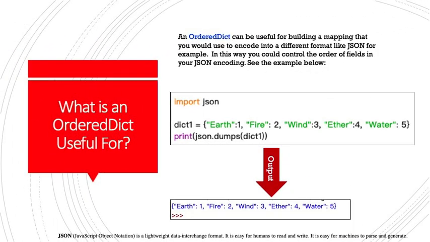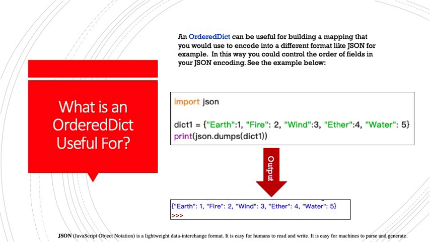So what might an ordered dict be useful for? An ordered dict can be useful for building a mapping that you would use to encode into a different format, like JSON, for example. In this way, you could control the order of fields in your JSON encoding. Let's look at the example below. We would import JSON, and then we would have a dictionary with earth, fire, wind, ether, and water with corresponding digits. Then we would print json.dumps dict1, and we see that we will maintain that order no matter what we do. It's going to print out like that.